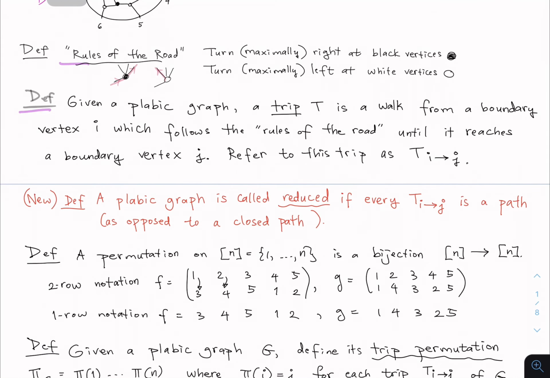And then here we define a trip to be a walk inside of a path. And we introduce a new definition. This is a common definition from the literature that I just did not mention in the first lecture. So we say that a Plabic graph is called reduced if every trip is indeed a path as opposed to a closed path.